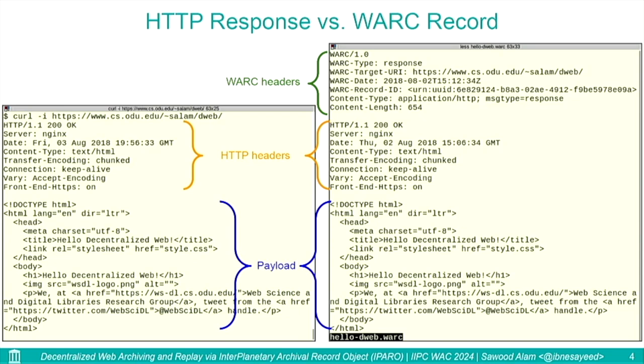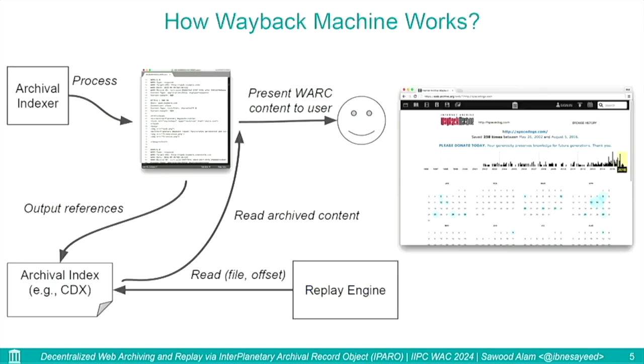You take the HTTP payload, on top of that HTTP headers, and on top of that there's an envelope of WARC record headers. All these things put together make one WARC record. And you can have multiple of these concatenated one after the other. That becomes your WARC file. So again, preaching to the choir here, right? You all generally are familiar with how it works. So this is roughly how the Wayback Machine works.